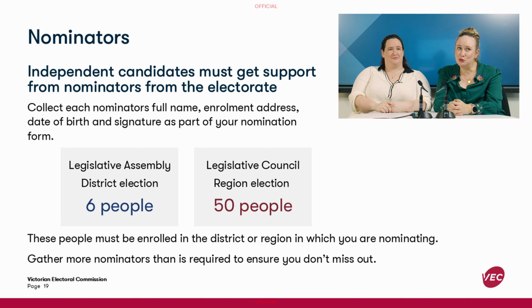You should provide more than the required number of nominators in case any of them are found to be enrolled in a different electorate or not enrolled at all when we perform our checks during the nomination appointment. If you use Candidate Helper, you can print a copy of the form to fill out as part of your nomination form, or pick up a copy from the VEC website or any election office.